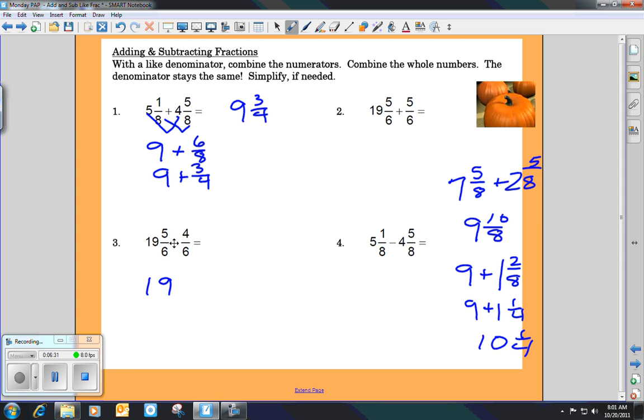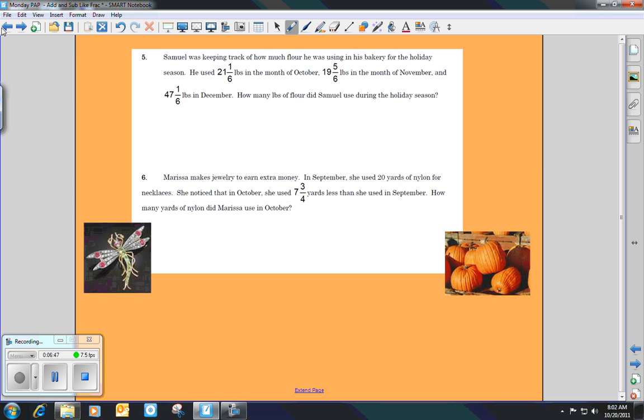5/6 minus 4/6 is 1/6. So we have 19 1/6 here when we subtract. Now on number 4, and let's see what we got coming up here.